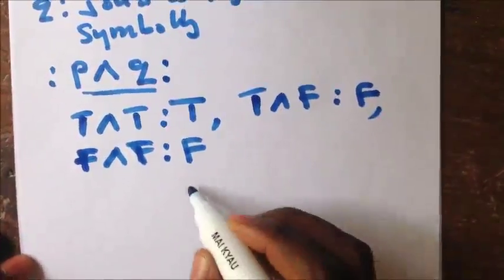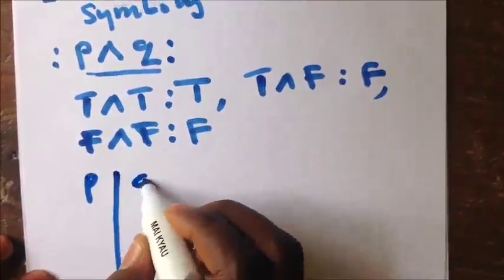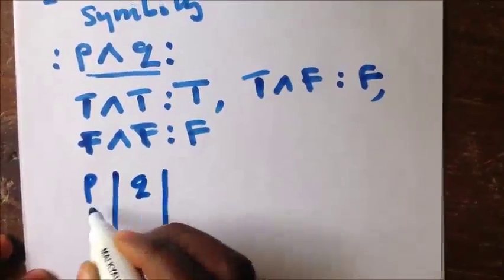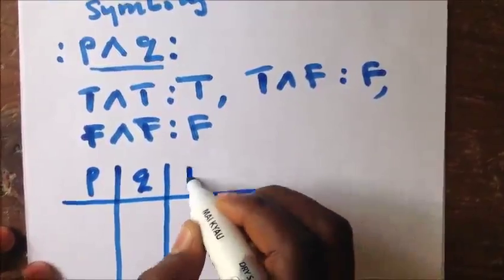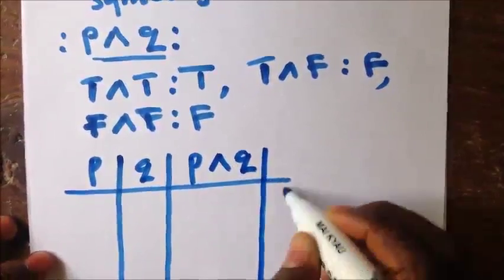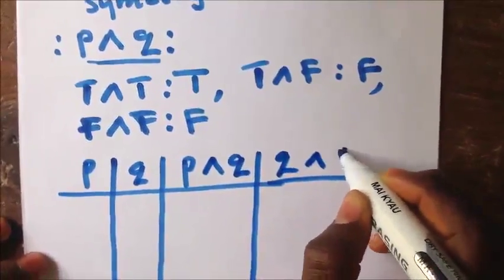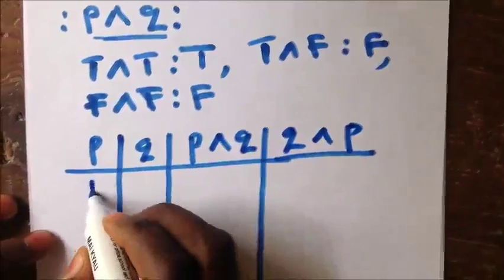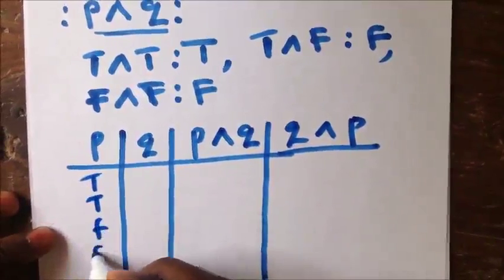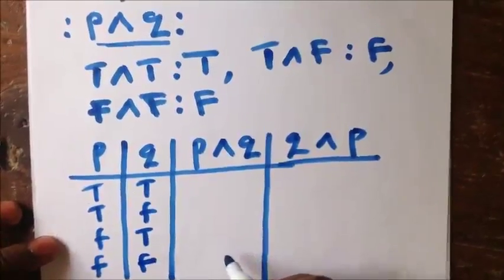Now let's use a truth table to see how it works. Let's say we have P, Q, then P and Q. Then let's take the commutative aspect of it, which is Q and P. Now let's say true, true, false, false for P, and true, false, true, false for Q. That's how we do it.